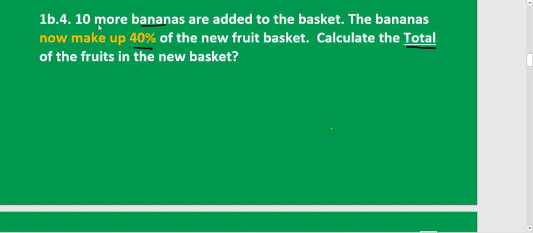So let's start with the first part. 10 more bananas are added to the basket. Remember, we had 20 bananas at the beginning, and we are told that 10 more bananas are added. So let's add those 10. So we now have 30 bananas. Okay, so that's the first part. And now we're told that these bananas make up 40% of the new fruit basket, and we must use that information to calculate the total.